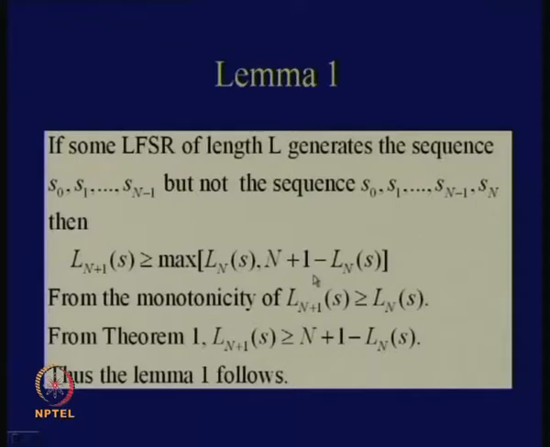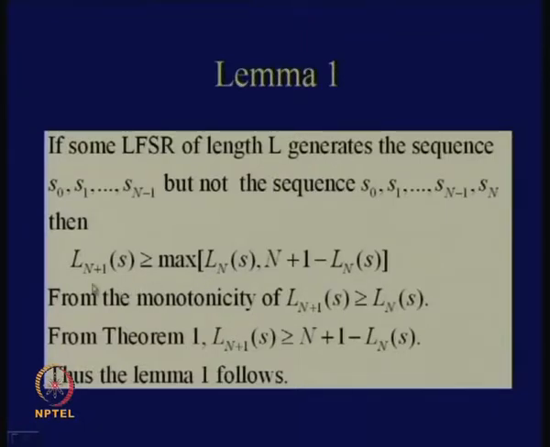So, this is actually quite trivial. This follows from the previous idea, that we know it is monotonic, and therefore L n plus 1 S has to be greater than or equal to L n S. We also proved this result. So, it has to be greater than or equal to the maximum of these two, whichever is the maximum value. So, L n plus 1 S has to be greater than or equal to the maximum of L n S comma n plus 1 minus L n S. Okay. So, this is an interesting lemma which will help us to recursively compute the linear complexity.